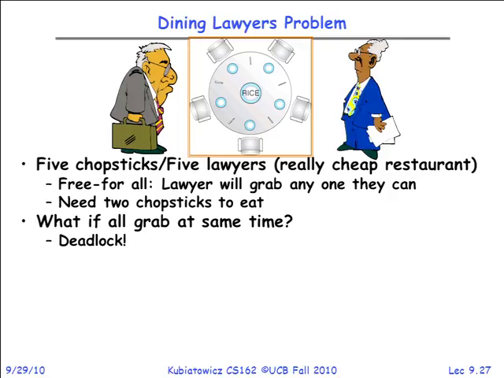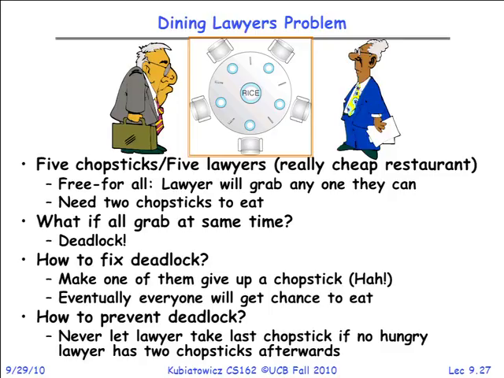The other is to make sure that, here's a rule. You ready for this? We're never going to let a lawyer take the last chopstick if no hungry lawyer has 2. Now think that through for a second. It seems kind of messy, but what it says is if there's only 1 chopstick on the table, you're never going to allow somebody to take it if nobody else has 2 chopsticks.